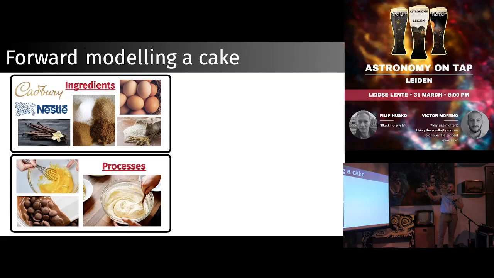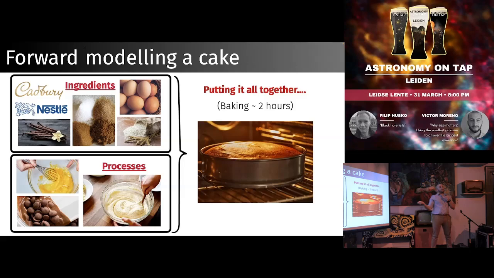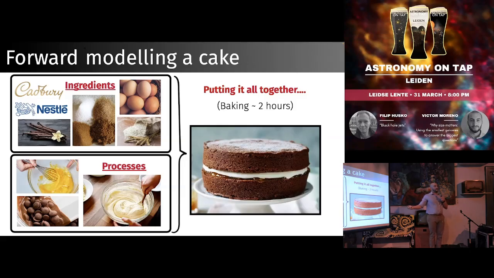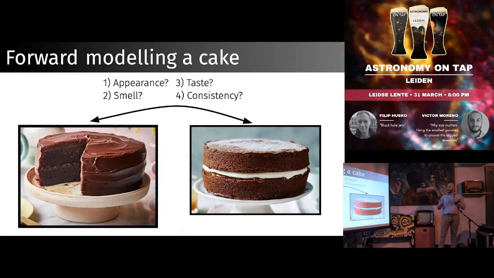But once you've made all of the choices along this educated guess process, you get a batter, you put it in a tin, and then you bake it for about 2 hours. And what comes out? Okay, chocolate cake. But is it the chocolate cake that we want? We can go back and compare it. And we can ask the question, is my chocolate cake the same as chocolate cake?